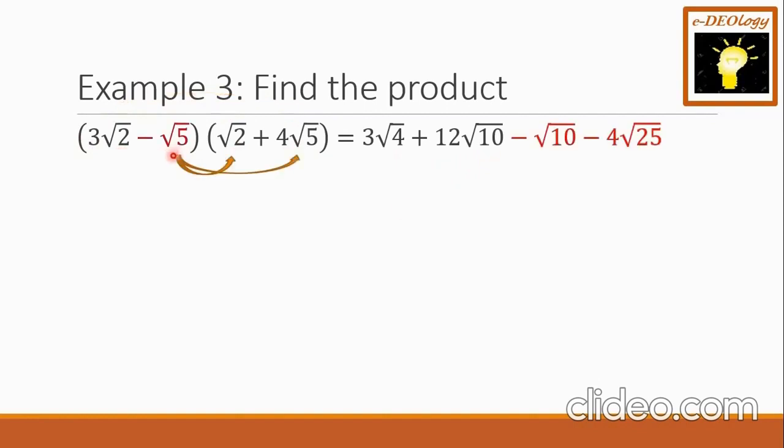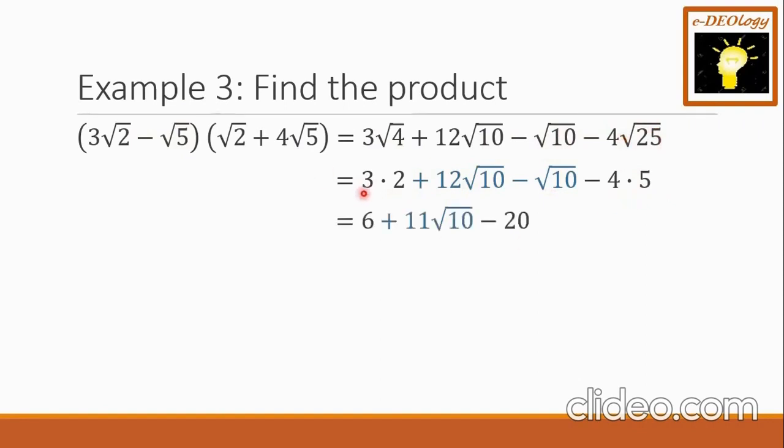Now for the second term, I will multiply this negative square root of 5 to square root of 2. I will get this negative square root of 10. The negative square root of 5 times 4 square root of 5 will have this negative 4 square root of 25. Then let us simplify the first term. The square root of 4 will be 2. Later on, we will multiply to the 3. So the second term we copy also here, the third term also. For the fourth term, we can simplify this square root of 25 to be 5. Then later on, we will multiply to the number 4.